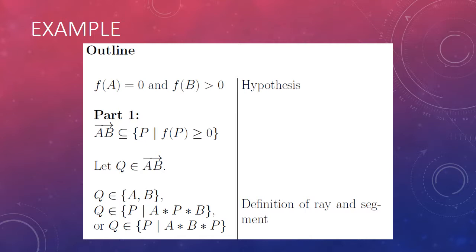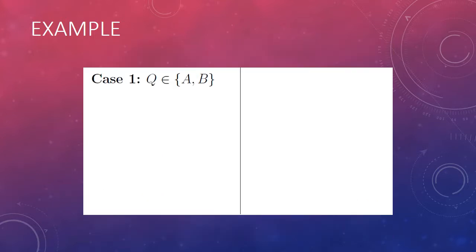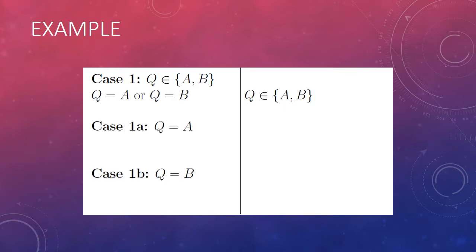So what this does is it tells us that in order to cover all of our bases here, we have to actually handle 3 different cases: case 1, case 2, and case 3. Let's start with case 1. Q is in AB. This means that either Q is A or Q is B, clearly, because that's what it means to be an element of that set. Well, this is 2 cases then. Q is A and Q is B, and let's see what happens.